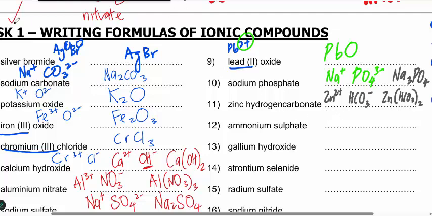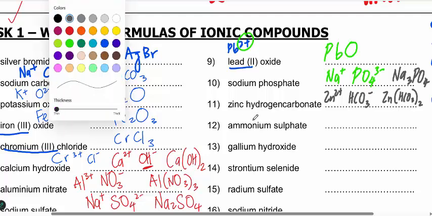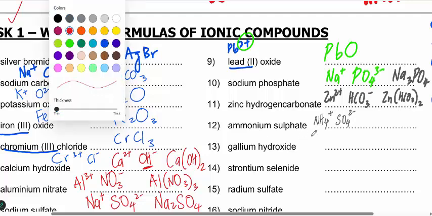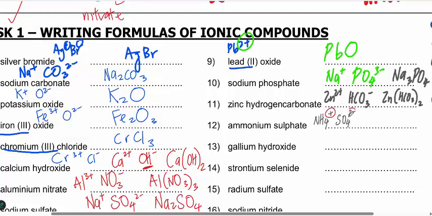Ammonium sulfate. These things you have to be very careful when you read them. Ammonium is NH4 positive 1, sulfate SO4 2 negative. So what you need to do is swap and bracket: NH4 bracket 2 SO4.